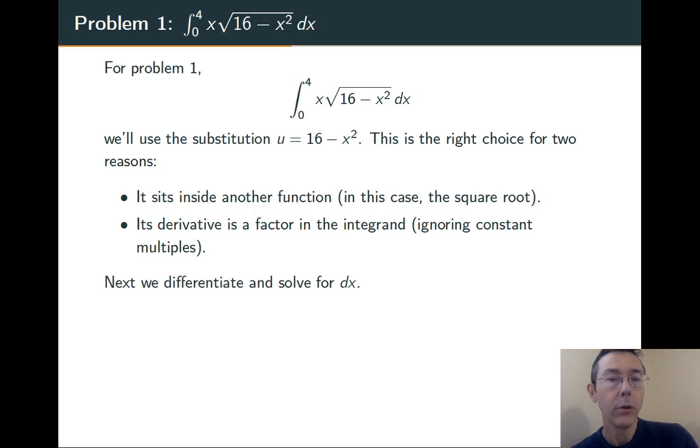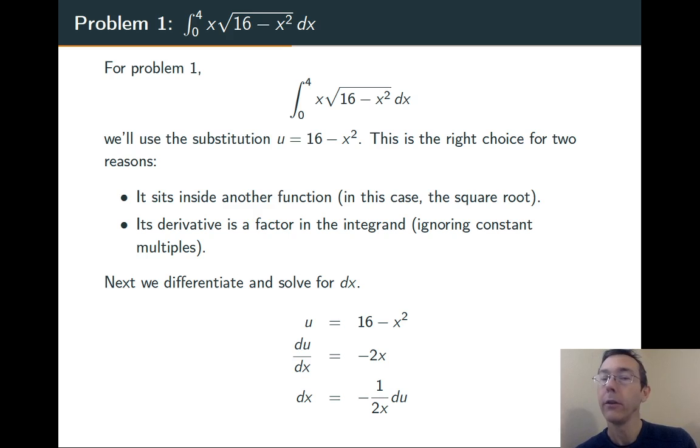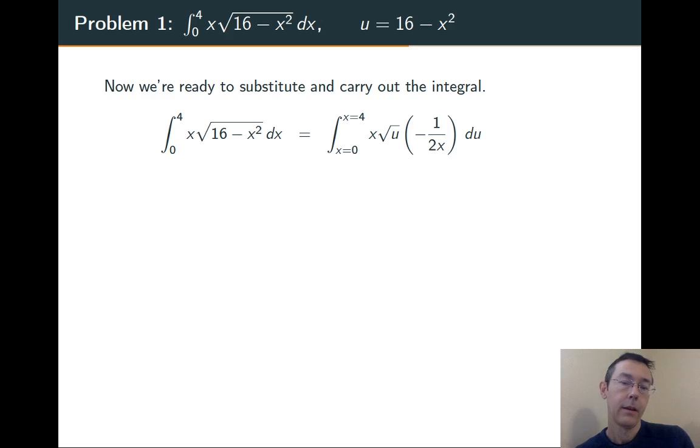After you've picked your u, the next few steps are always the same. We're going to differentiate and then solve it for dx. This is going to let us substitute out not only some of the x's in that equation, but also the differential dx. Okay, so let's do it. We take out the 16 minus x squared, plug in the u, take out the dx, plug in the negative 1 over 2x du, simplify a tiny bit to get something we know how to integrate.